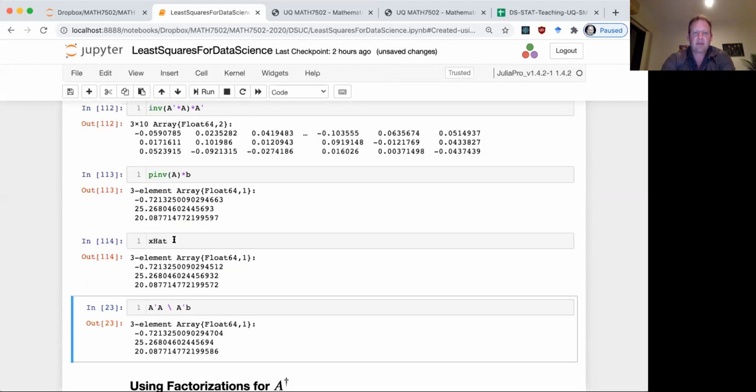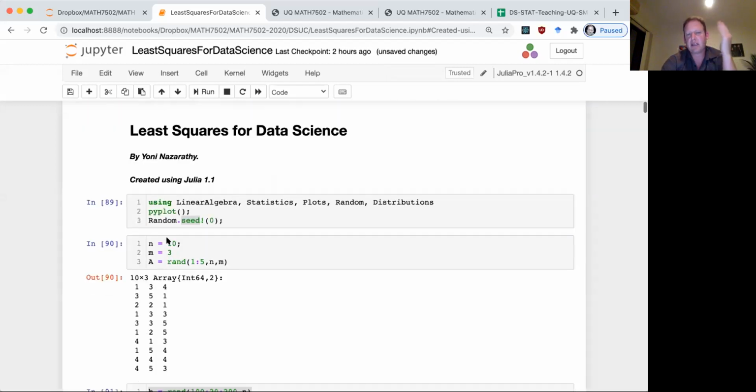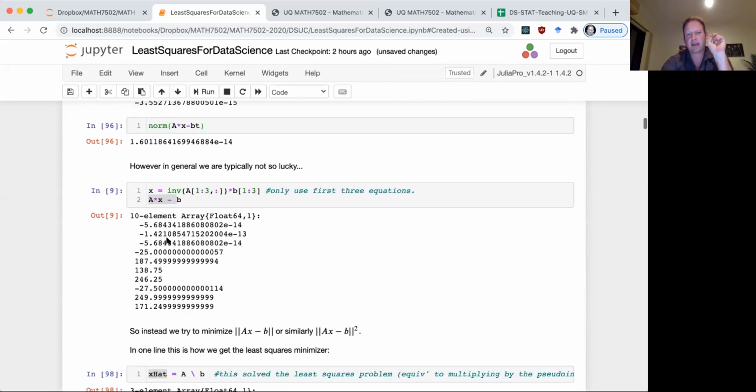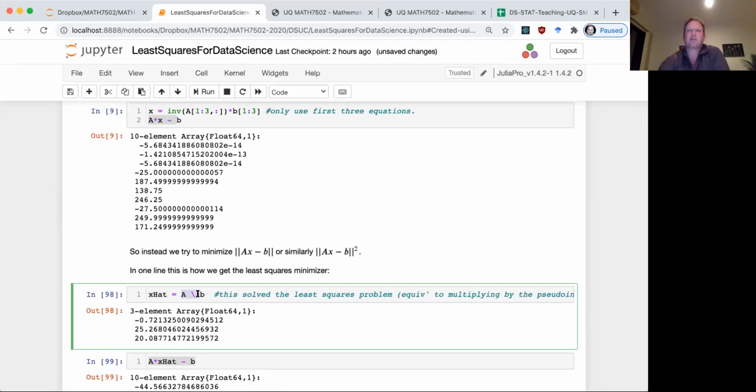Remember, the way we got the X hat the first time was using the black box tool, not knowing exactly what's happening inside. This is how we got X hat, just by using the backslash operator. This is not a linear algebra thing. This is a Julia thing inherited from MATLAB.